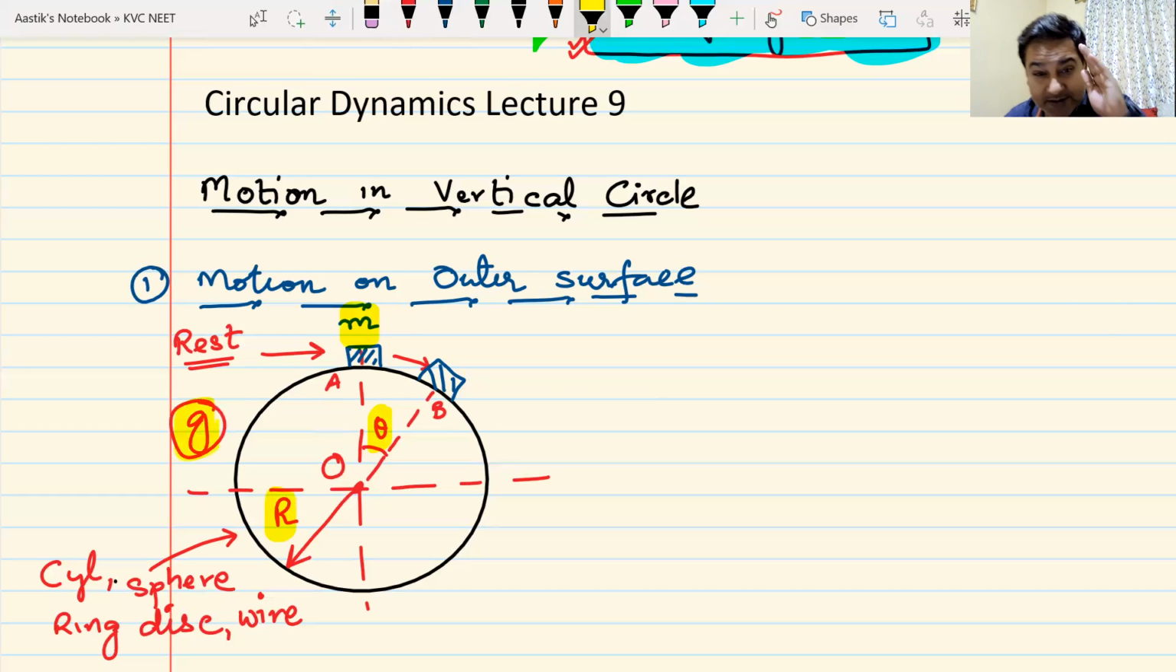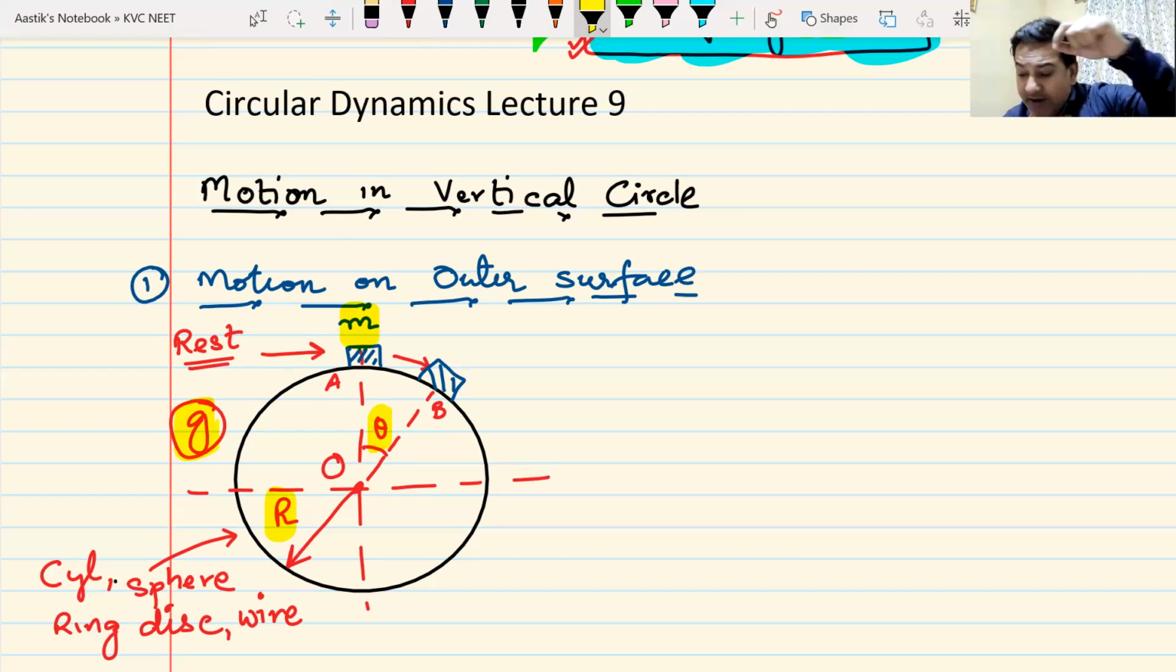G is your acceleration due to gravity. Now, these things will be given to you. G is known, R, theta, and M. And whatever questions come to you would be given or would be asked in terms of these unknown quantities.